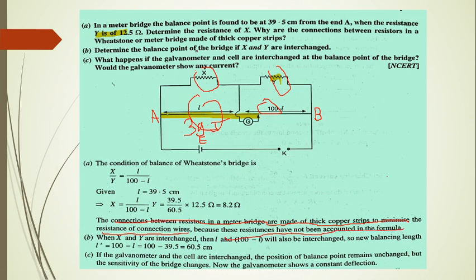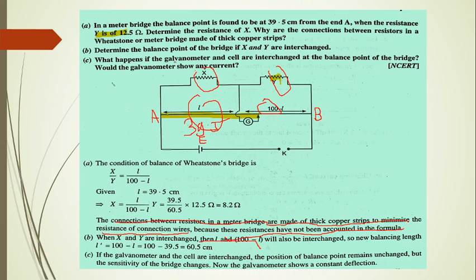Okay, then, determine the balance point of the bridge if X and Y are interchanged. X is replaced by Y and Y in place of X, then what is the balance point? When X and Y are interchanged, L and 100 minus L will also interchange. So the balance point length L dash will be 100 minus L, that is 100 minus 39.5, so it will be 60.5 centimeter.